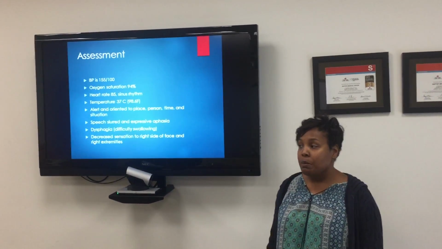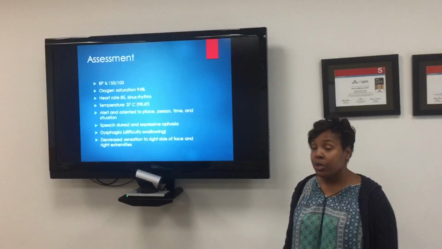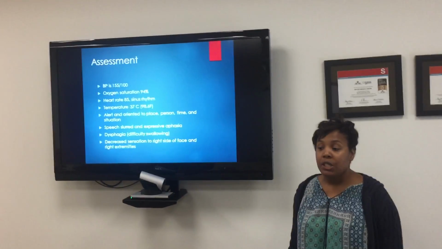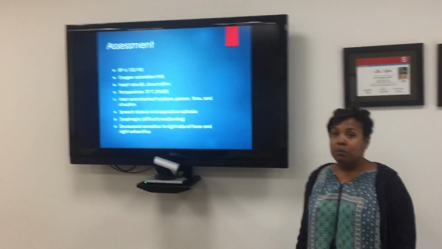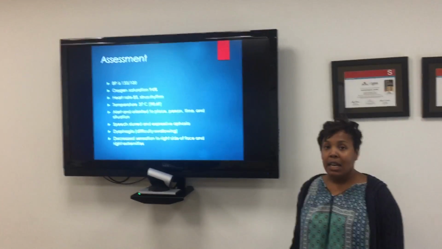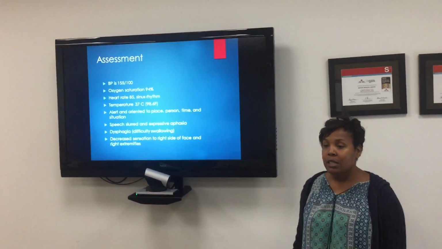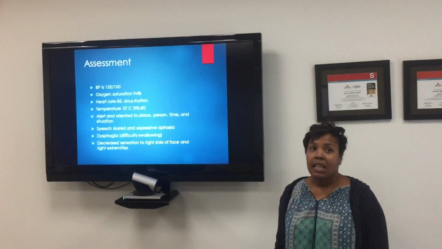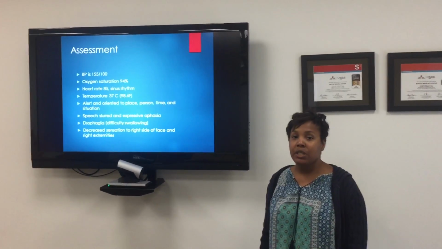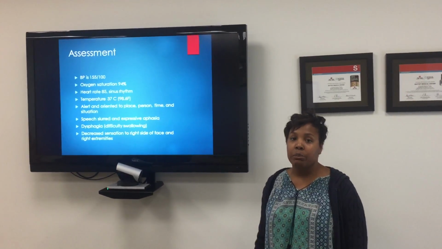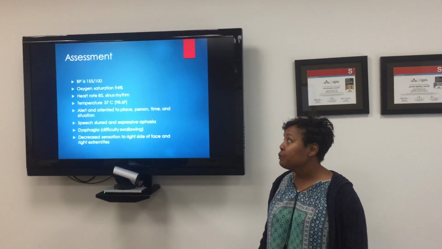So this is his assessment. His blood pressure is 155/100. He does have a history of high blood pressure. Anti-hypertension medication would be provided, but you want to make sure that the blood pressure isn't so high that it will cause hemorrhage, but then you don't want it too low where it will impair cerebral function.